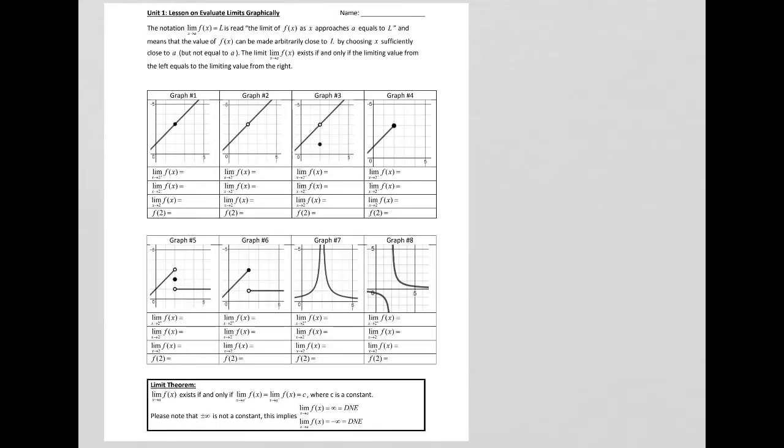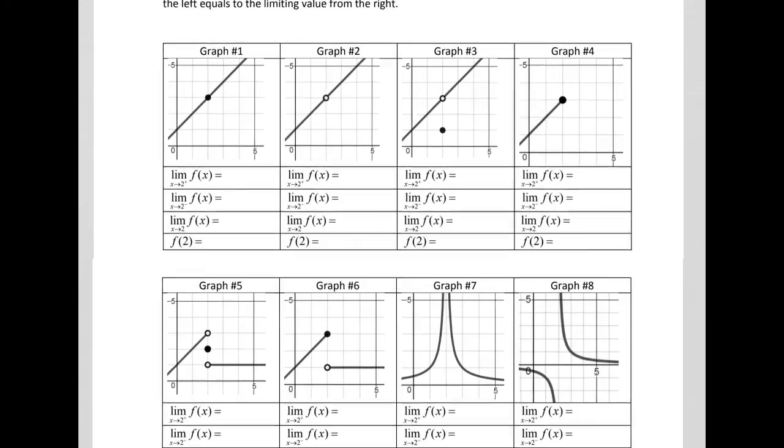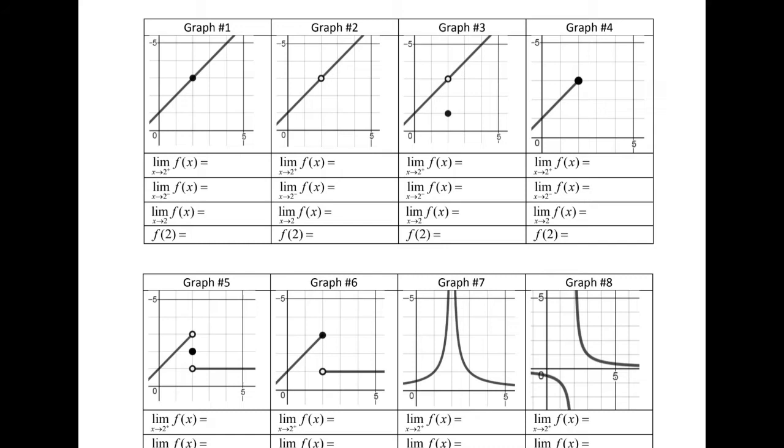Let's do some examples. There are 8 different graphs. We are looking at f at 2 for every single graph first. f at 2 means I want to know what's the y value when x is 2. All right, so let's start with graph 1. When x equals 2, the point that is defined is here, the blue one. The y value is 3, so f at 2 equals 3. Graph number 2, when x equals 2, there is no defined y value. So we say f at 2 is undefined.